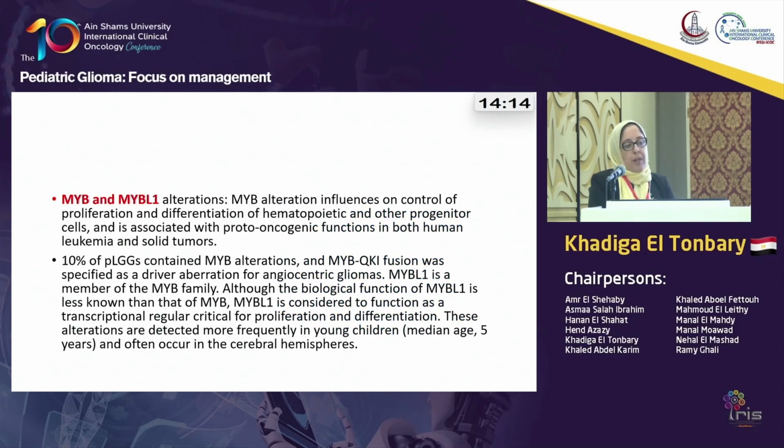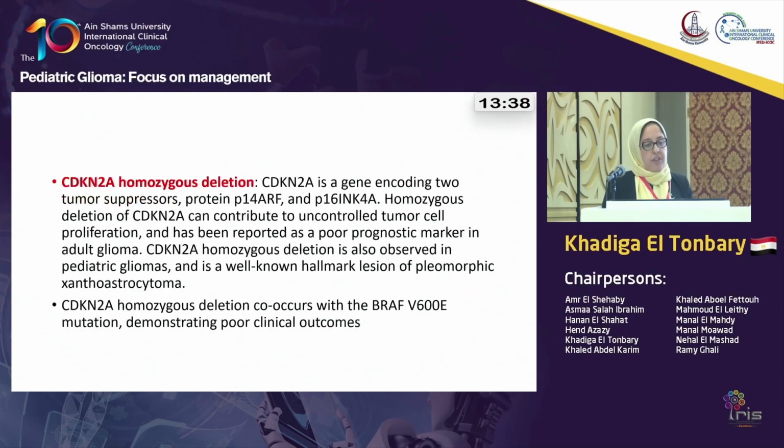Other alterations we talked about, the MYB and MYBL1 alterations, are responsible for hematopoietic differentiation and other progenitor cells, and are even present in plants and animals. They are associated with proto-oncogenic functions in both leukemia and solid tumors. And 10% of pediatric low-grade gliomas harbor these MYB alterations. They are detected more frequently in young children with a median age of 5 years and often occur in the cerebral hemispheres.